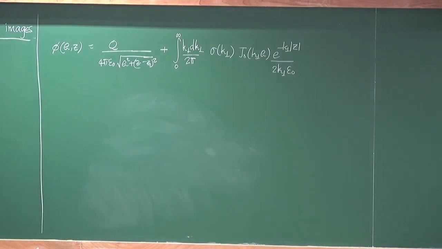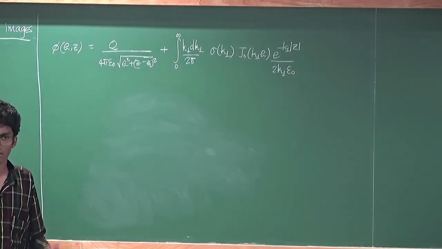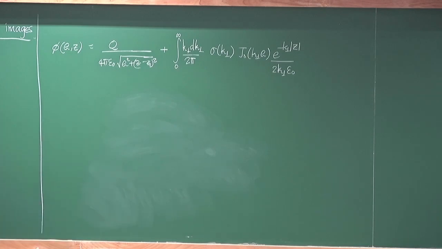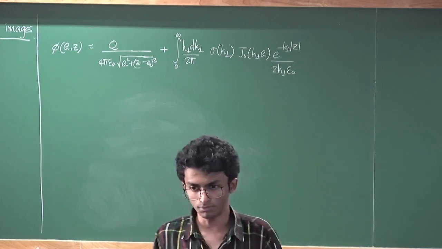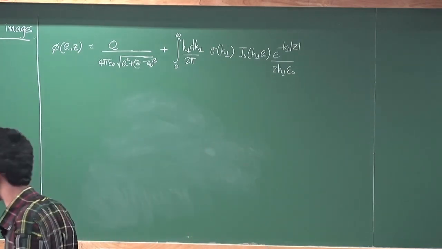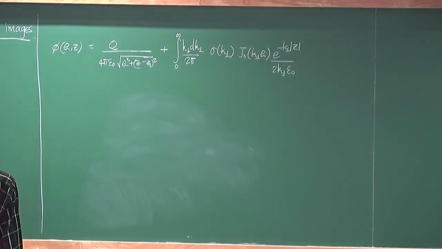Okay, so now the question is, how do you find the sigma? Once you find the sigma, you're done, because that is the solution. And you've also found the surface charge density, because that's what sigma is. So how do you do it?